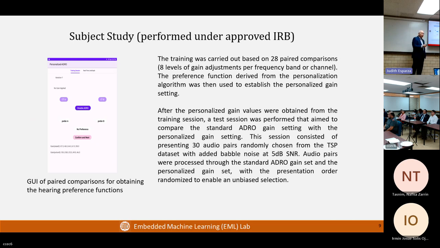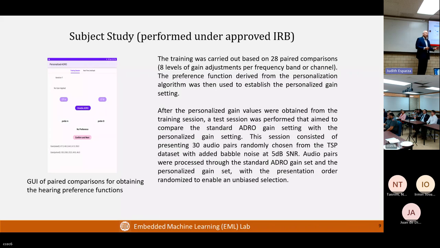Okay, so we did this subject study. We needed to get permission to do a subject study. We got this permission approved. We cannot just do a subject study without having this permission. So we did the training first, and then going through 8 levels, 28 paired comparisons. Is this sound better? Is this sound better? 28 times, which can be done quite fast.